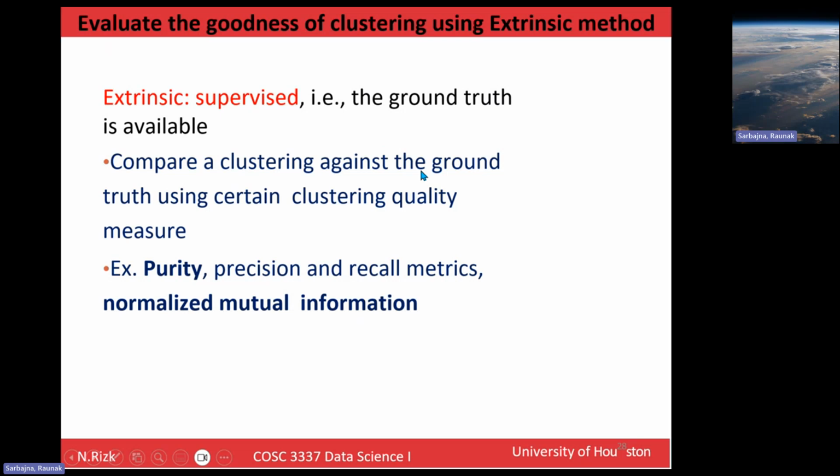Now you will have a couple of in-class problems with purity, and you should be able to submit it online. There's something on Canvas that should already be available.